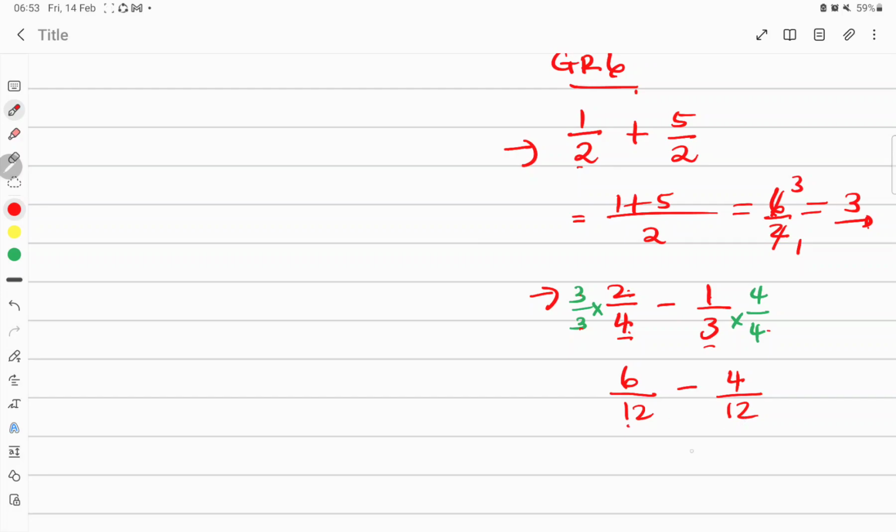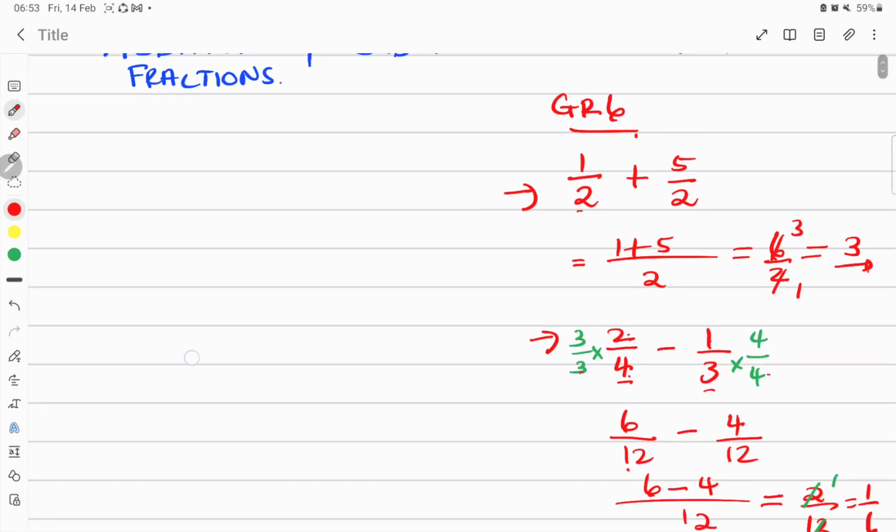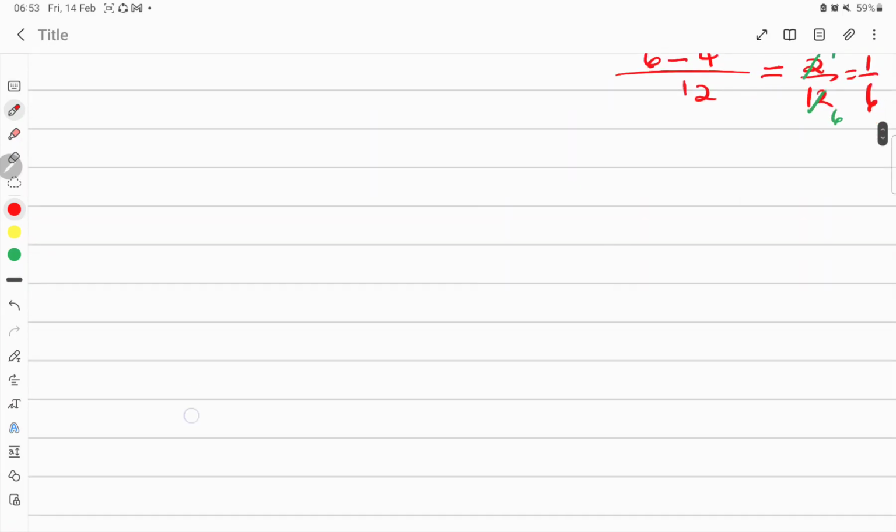Now we've got the same denominators. You keep them as they are, and then you subtract 6 minus 4. You only simplify the numerator. Then the answer will be 2 over 12. And then you simplify. 2 goes once, goes 6 times. Then here the answer will be 1 over 6. So let's look at the examples.